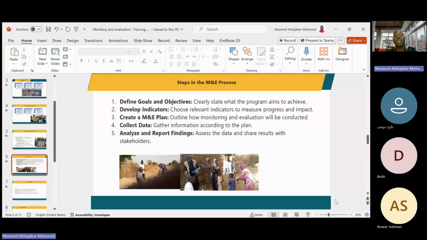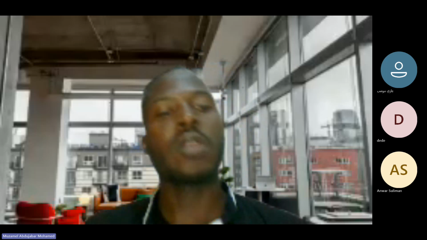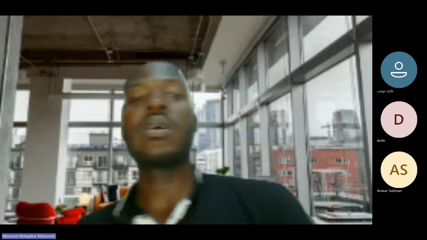The steps of the monitoring and evaluation process: define the goals, develop the indicators, and create the monitoring and evaluation plan. Also, we collect data and make the reporting. Also, we talked about analyzing data. We mentioned that we use different techniques: survey, interview, focus group discussion, and observation.